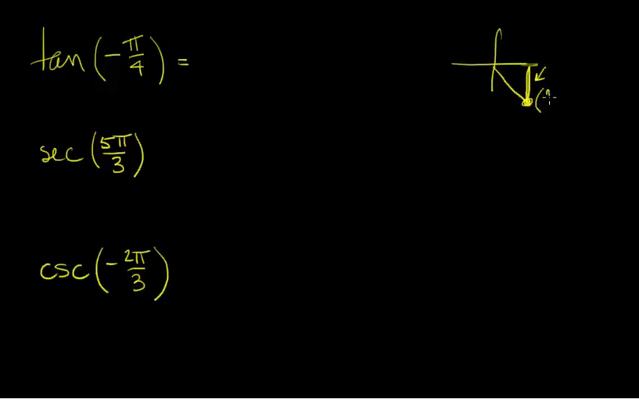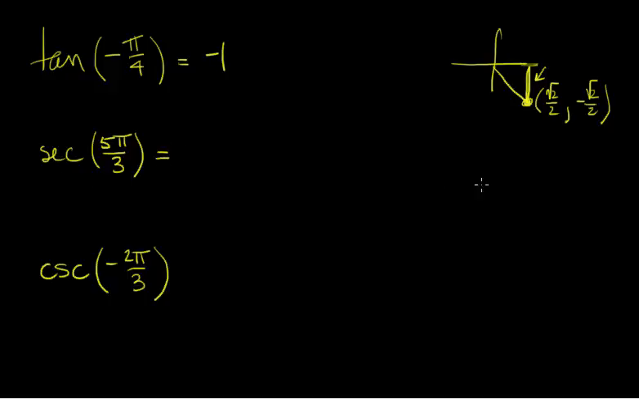Now, the tangent, let's label this point. The point will have positive square root of 2 over 2 and minus the square root of 2 over 2, because y is negative on the unit circle in quadrant 4. So the tangent is sine over cosine. So you can see it's going to be minus 1.